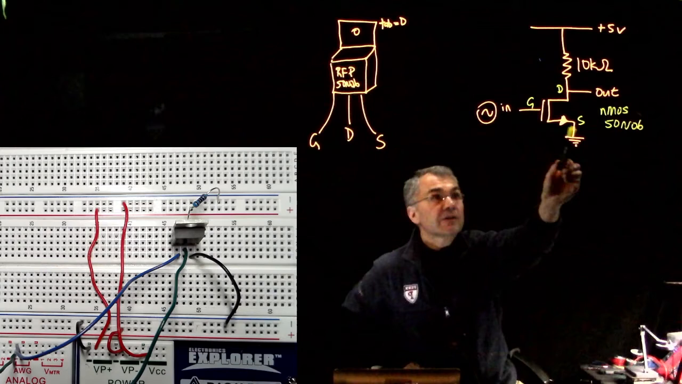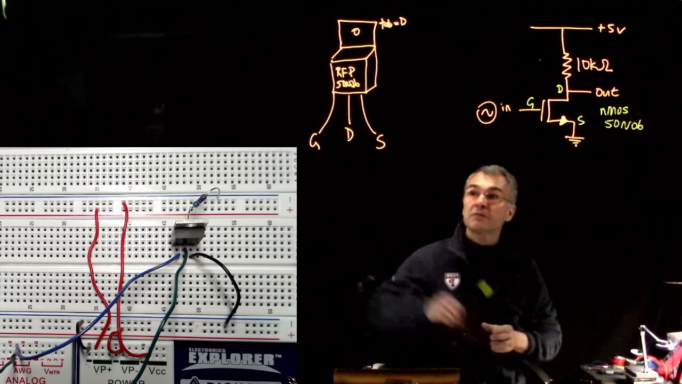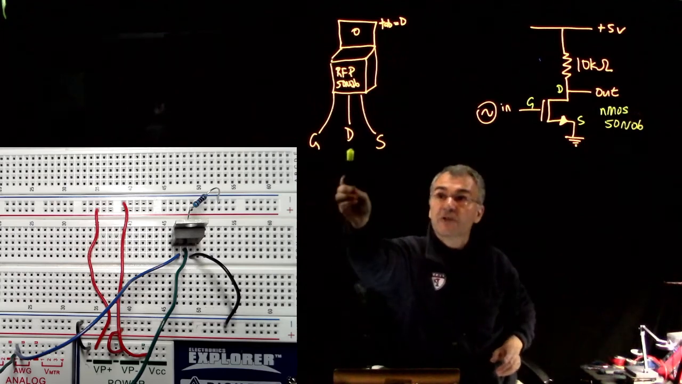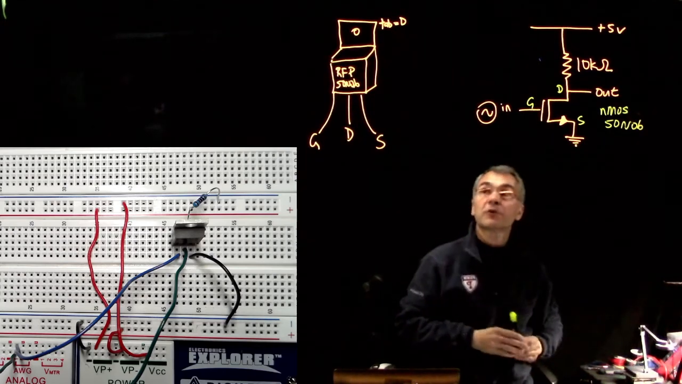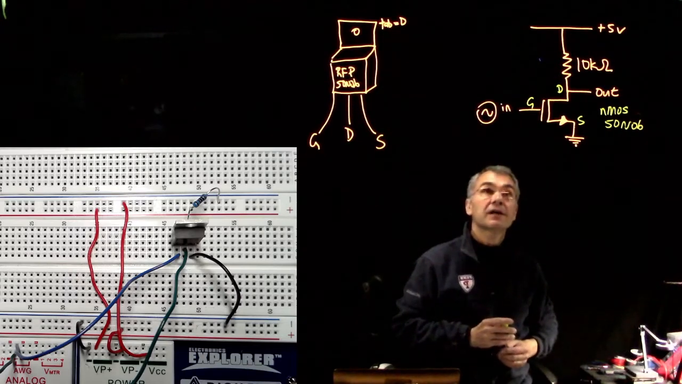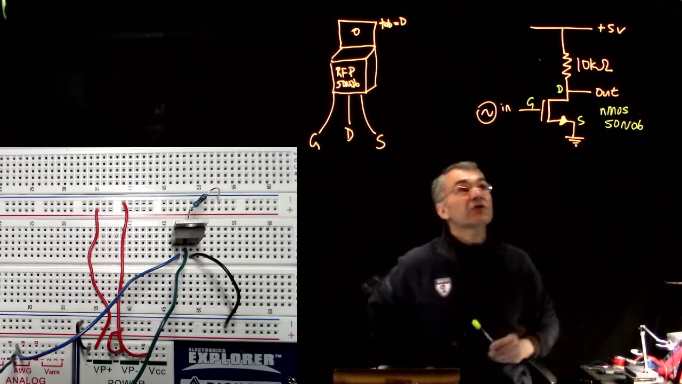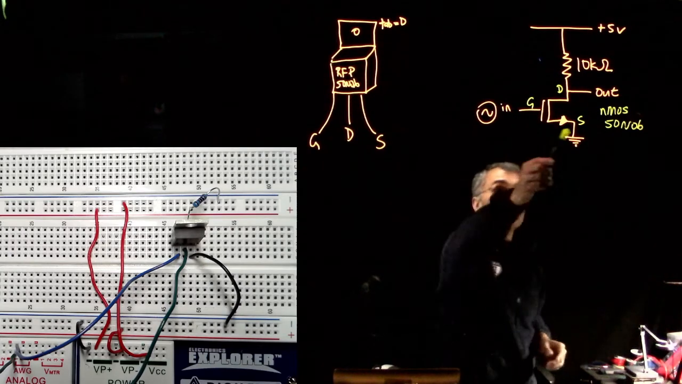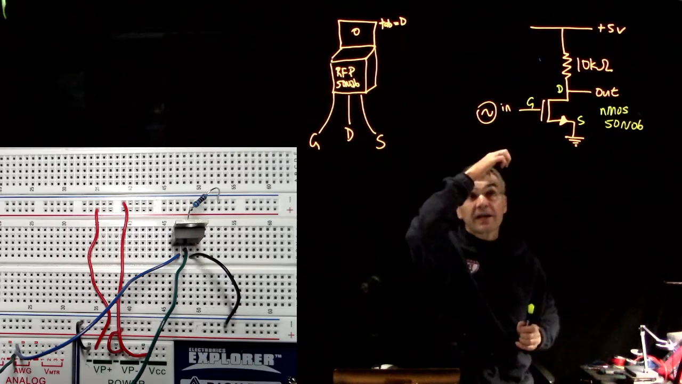Here's the gate, the source, the drain. Remember, gate, drain, source from left to right. That's kind of analogous to base, collector, emitter, which we saw for the high power BJTs. There's this 10K resistor from the drain up to +5. The source is grounded. Here's our input signal at the gate.